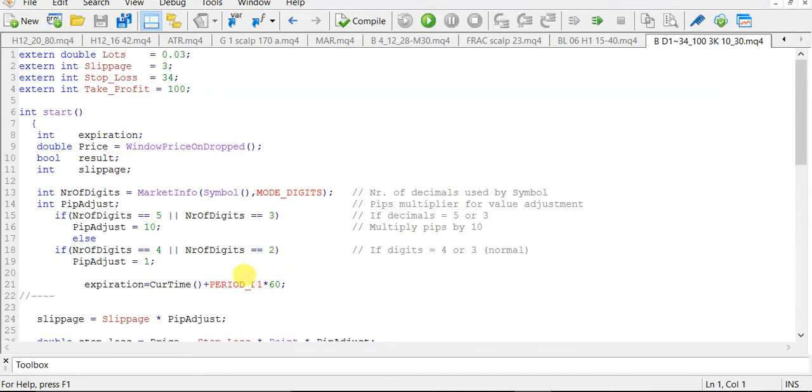Okay, so here's how long they're going to last. Now you can put H12 in there. You can put H6, H4, 3, 2, 1, M30, M15. And that's going to determine the decay time.